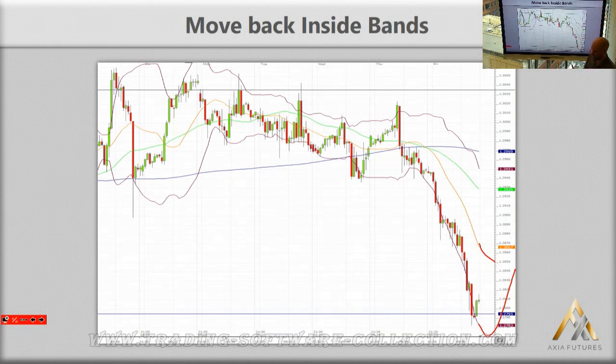I think personally it's more about wait for it to come back in and then find yourself a trade, find yourself a reason to be longer. With any indicator, that's the way I use them, that it's telling me something that I want to be doing rather than telling me exactly the trade that I should take on.